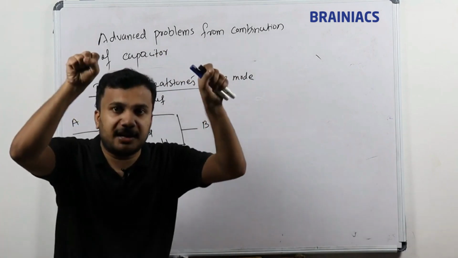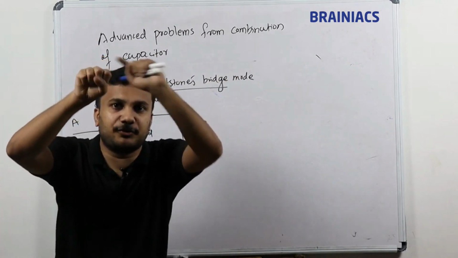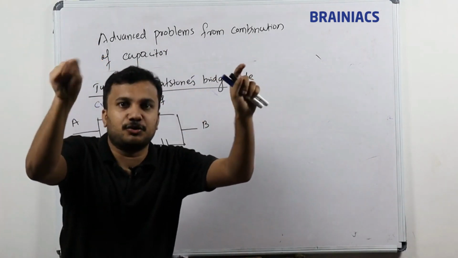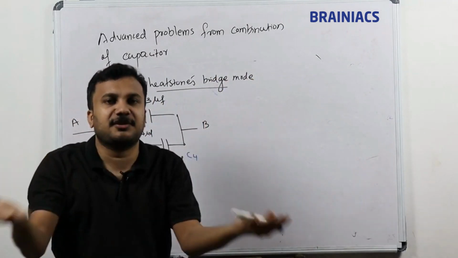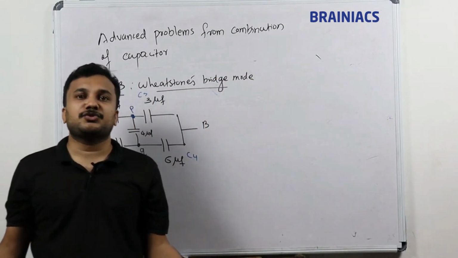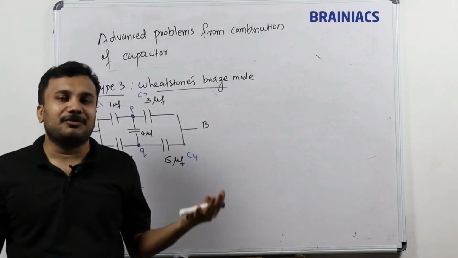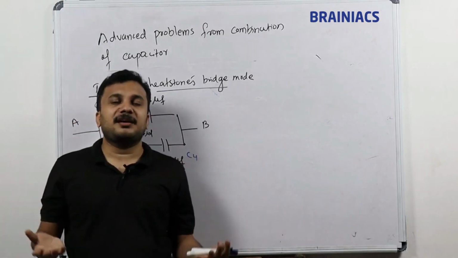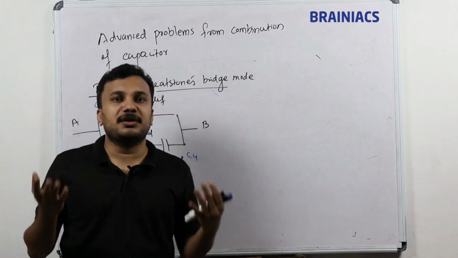But whenever both your hands are on the electric line, what is the voltage here? 240. What is the voltage here? 240. So 240 minus 240. What is the voltage difference? 0. Whenever there is no voltage difference, current will not flow. Current will flow only when there is a voltage difference.